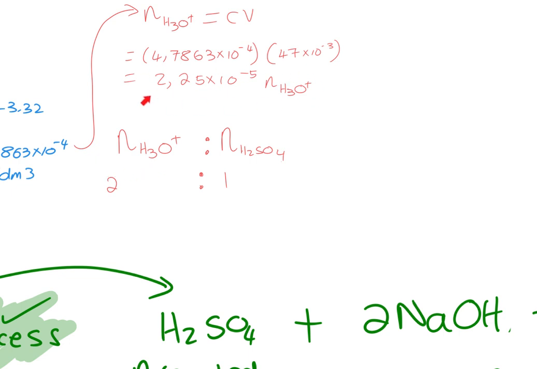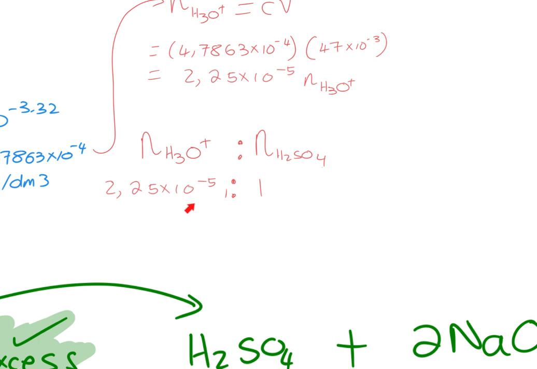So you've got the moles of H3O+, and now you're going to use it to get the moles of the sulfuric acid by dividing by 2. So you have the moles of H3O+, and then how many moles of H2SO4 will that be? You're going to have to divide by 2. And that means the moles of the acid is 1.125 times 10 to the minus 5.